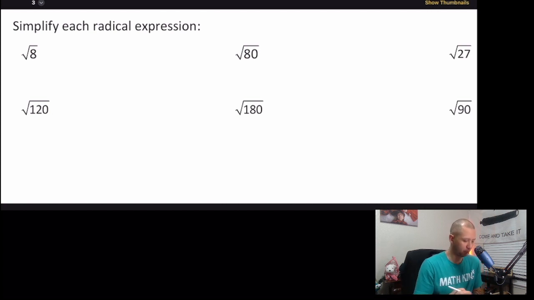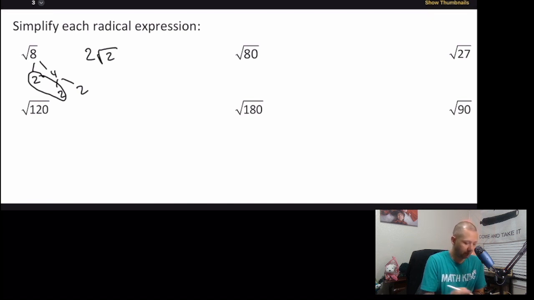Let's look at root 8. If I want to simplify root 8, we're going to break this down into its prime factors. So 2 times 2 times 2. We can pull out a pair as a single 2, and then whatever's left behind will be left in the radical. So the square root of 8 simplifies to 2 root 2.